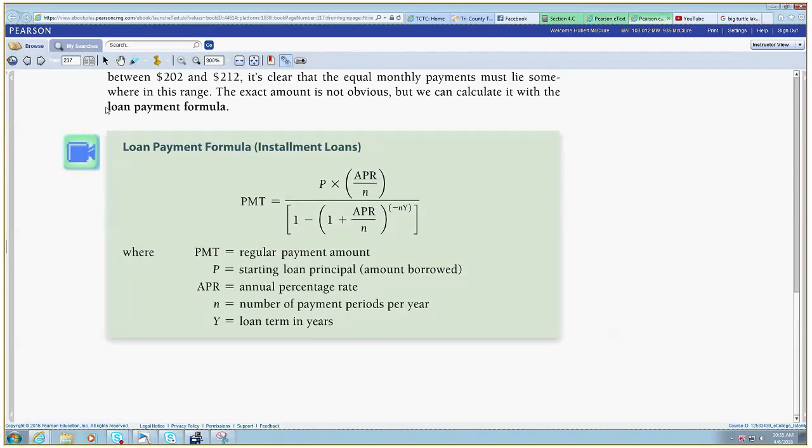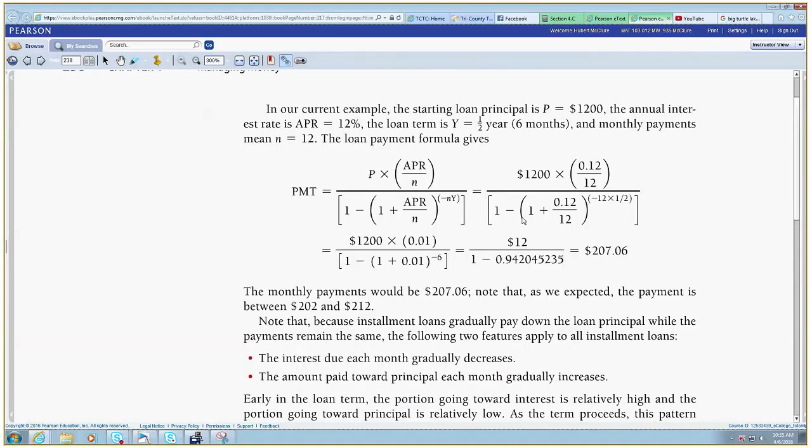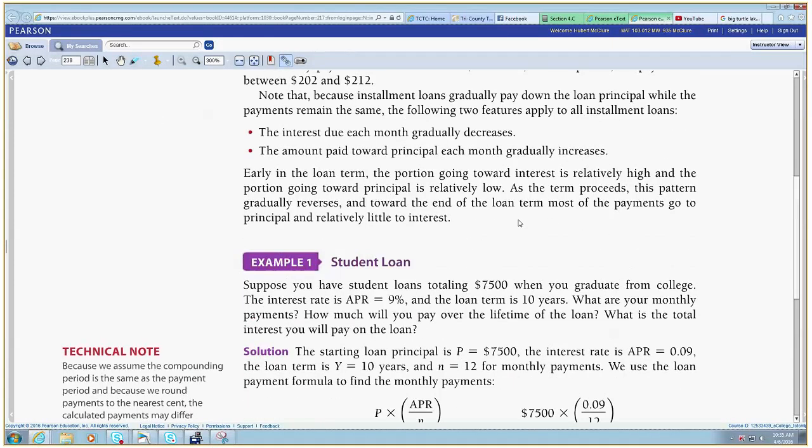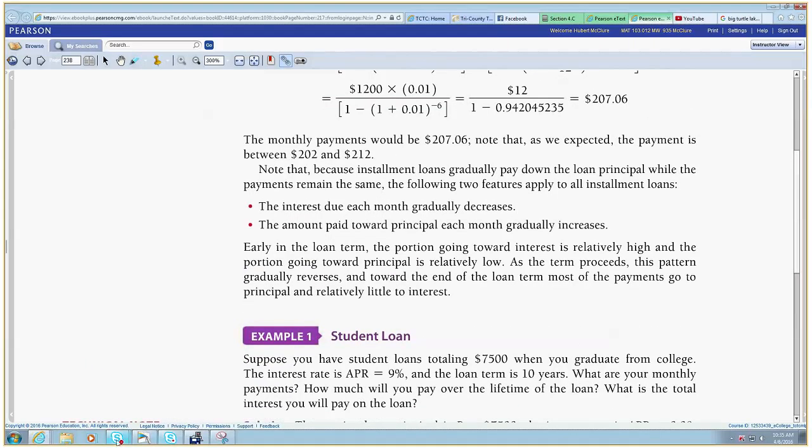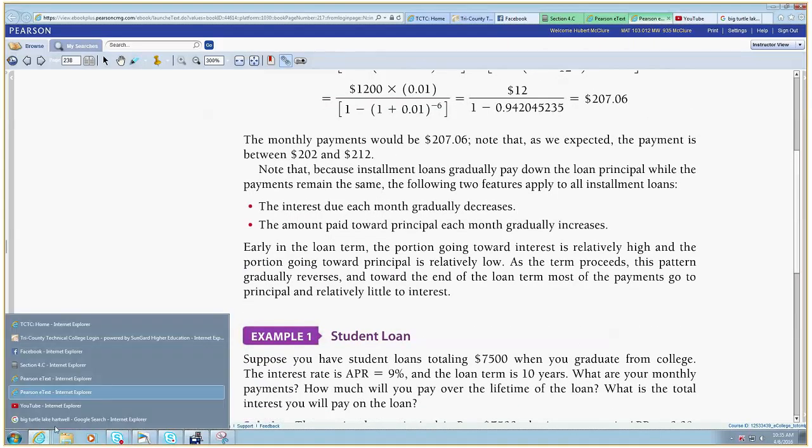Let me give you a nice example. All right, here's a student loan. We'll snip it out too.